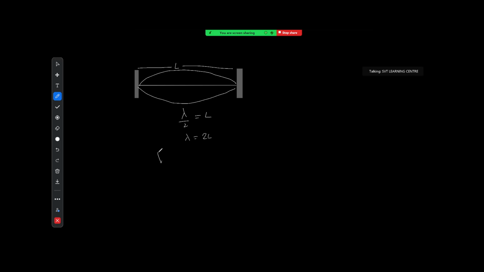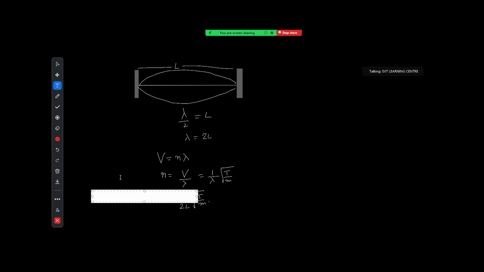Now velocity of any wave is equal to frequency, or we are using n for frequency, into lambda. So the frequency in our particular case would be velocity in the string upon lambda. We know that velocity in a string is given by root of capital T by small m. So finally we get that for the simplest form of vibration, the frequency will turn out to be 1 upon 2L root of capital T upon m. And what we have done over here is called the fundamental frequency.